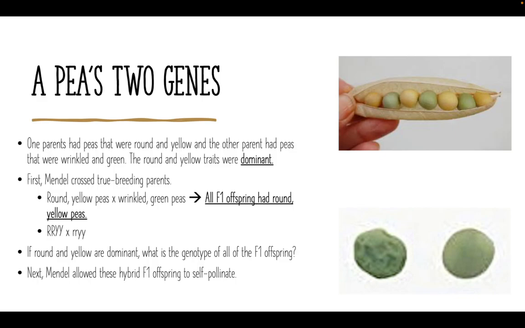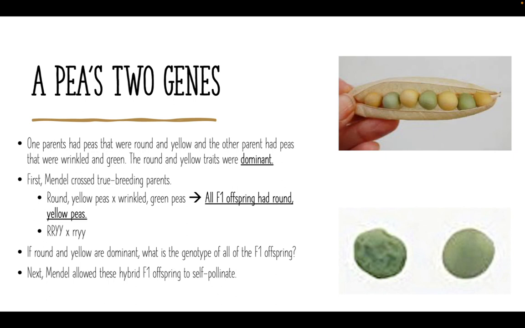And so a pea's two genes, one parent had peas that were round and yellow, and another parent had peas that were wrinkled and green, and the round and yellow traits were dominant. So Mendel crossed these true breeding plants, so round and yellow with wrinkled and green, and found that all F1 offspring had yellow round peas.